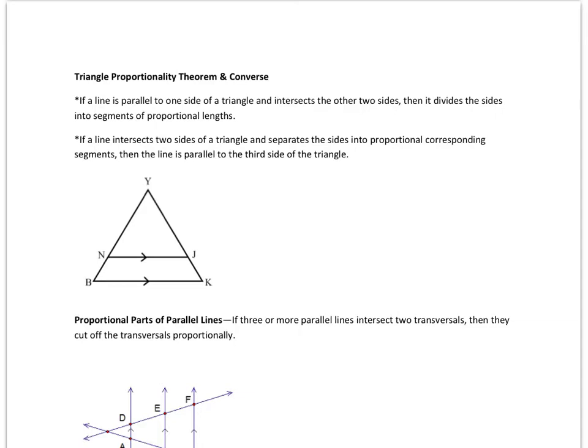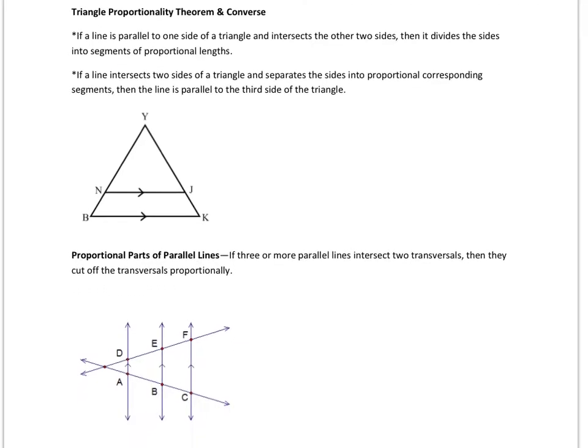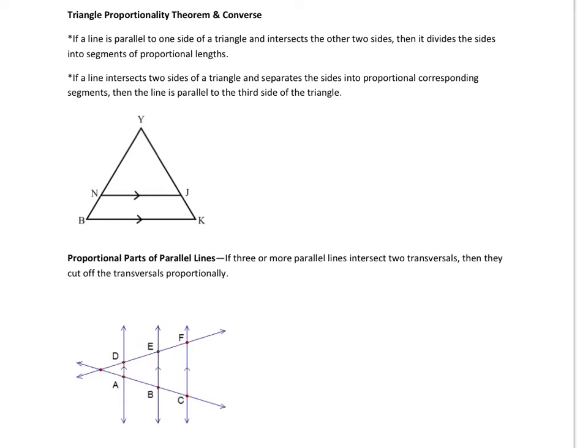And so the first thing to notice about this theorem is that N and J on this triangle are not midpoints. So I'm actually going to write that in just so it's clear. So that's when we have some other line somewhere in that triangle that's still parallel, but those aren't midpoints. And so the theorem says if a line is parallel to one side of a triangle and intersects the other two sides, like NJ does in this triangle, then it divides the sides into segments of proportional length. So that means we can set up a proportion to solve for a missing side length.